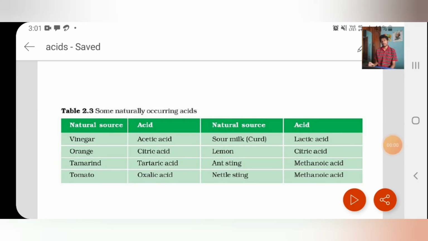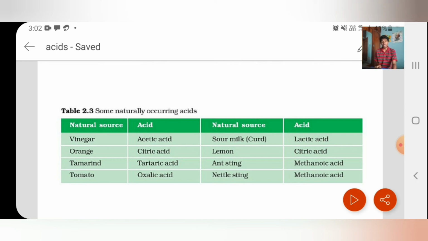Now this is a table that I have taken from the NCERT, which is very important to remember. Questions can be asked from this table. Okay, so these are some of the acids that we find in nature, in animals or in fruits, vegetables, etc. So here, the first one is vinegar. Vinegar is basically acetic acid. Okay, it's an acid, that's why it tastes sour.